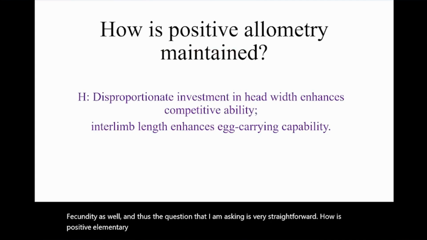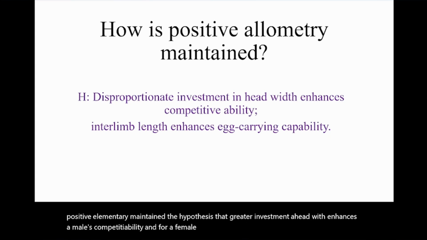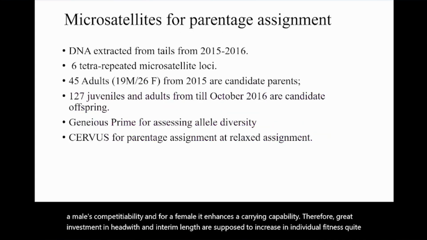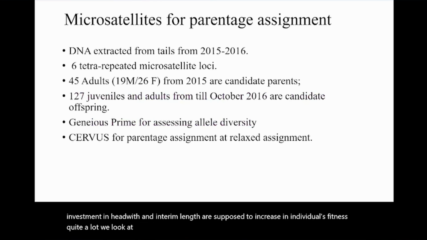The hypothesis is that greater investment in head width enhances a male's competitive ability, and for a female, it enhances their egg carrying capability. So greater investment in head width and interlimb length is supposed to increase an individual's fitness quite a lot. We look at getting at fitness by using microsatellites.